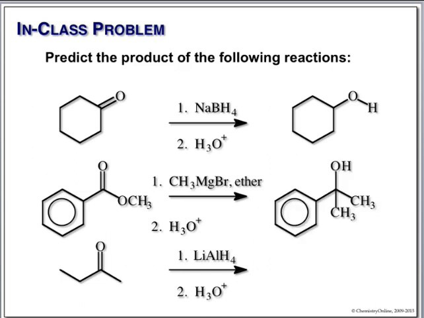Oops, and there it is. Lithium aluminum hydride is a reducing agent. We will add H- to our ketone here, simply convert it into a secondary alcohol.